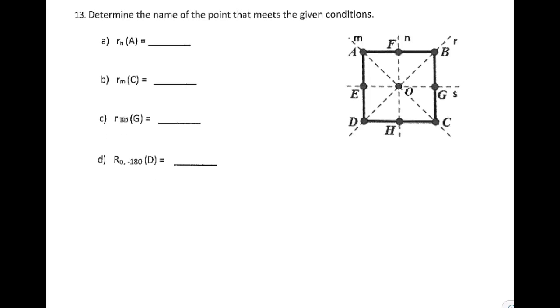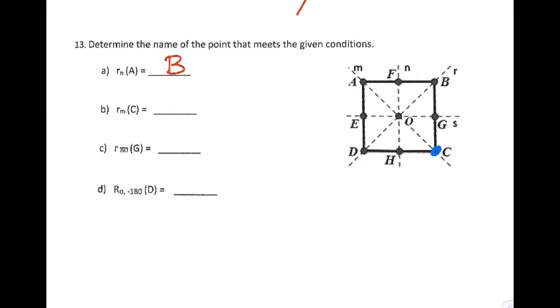Number 13. We're going to take point A and reflect it over line N. There's point A, there's line N. It has to meet at 90 degrees, so you land at B. The next question, you're taking point C and you're reflecting it over line M. C is on line M, it doesn't move. It's an invariant point. Next question, you're taking point G and reflecting over the segment BD. You have to go perpendicular across that line of reflection, which puts you at F.